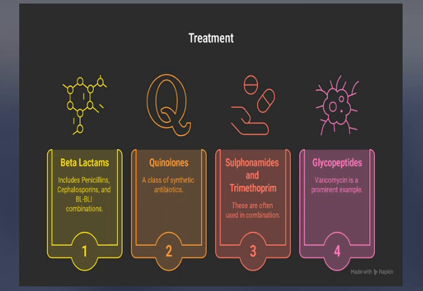Treatment options include beta-lactam antibiotics like penicillins and cephalosporins, which target bacterial cell walls. Quinolones offer synthetic alternatives. Sulfonamides combined with trimethoprim are also used. Glycopeptides, such as vancomycin, are reserved for resistant strains. Choosing the right antibiotic is crucial given resistance concerns.